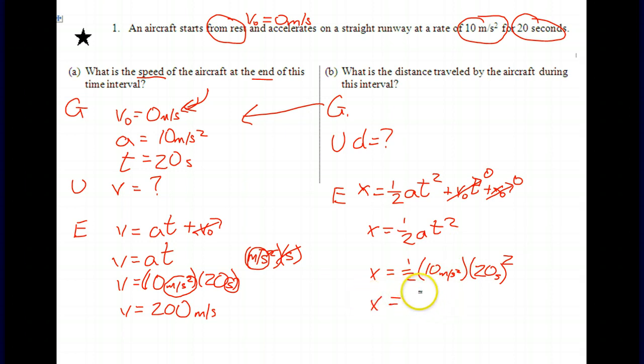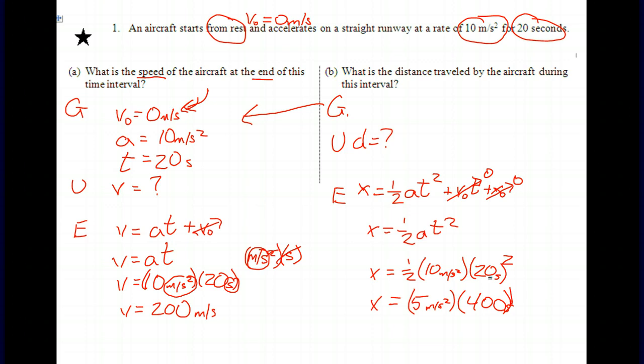We have 1/2 of 10, which is 5. Okay, so we've got 5. And then 20 squared would be 400. All right, 400, and it'd be second squared now on the inside of that parenthesis. So that parenthesis should really be over here.